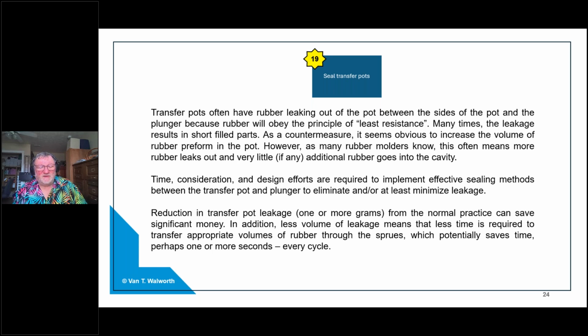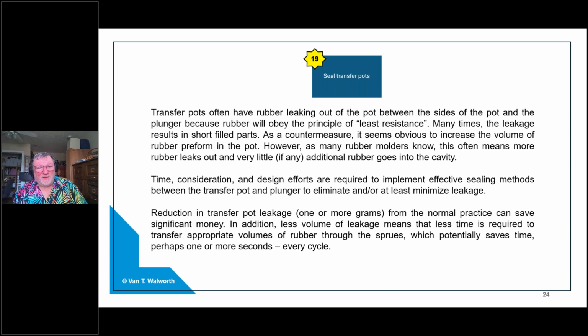Rubber tends to flow on the path of least resistance. And so when you have a transfer pot that is leaking rubber and causing non-fills somewhere within your parts and your cavities, the first thing that people try to do is they just try to put more rubber in the pot. What they usually find out is that more rubber leaked out and very little of it actually went into filling cavities because of the path of least resistance. If rubber is going somewhere that you don't want it to go, it's going there because it was easier to go there than where you want it to go.